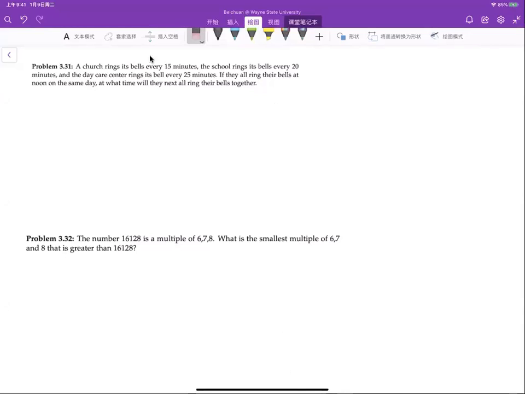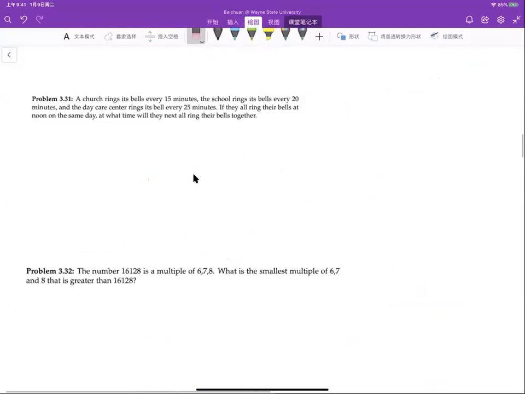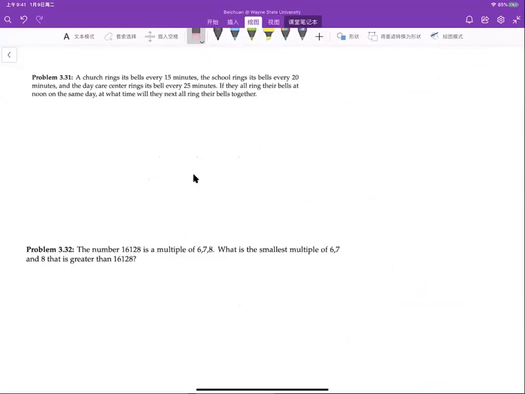So this question is about... So basically, this is still a question about the least common multiple. So basically, we'd like to find... So consider the scenario. So we know that they all ring the bell at 12, right?